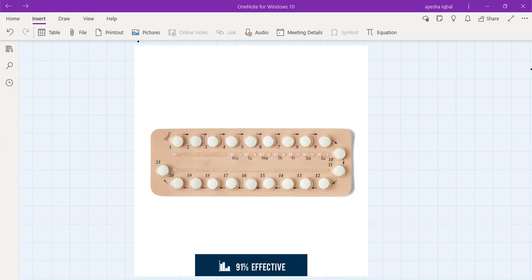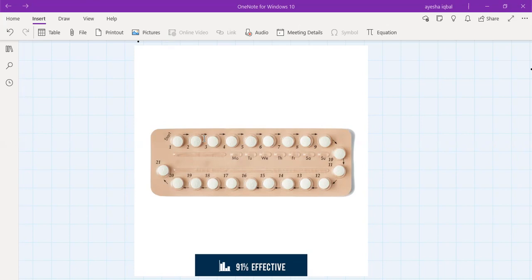If she misses two pills, then this is going to be a problem. Okay, so if she missed two pills, then she needs to use condoms for the next 7 days. Okay, because then she's not protected by the contraceptive effect of these pills. So she needs to use the barrier method of contraception for the next 7 days.